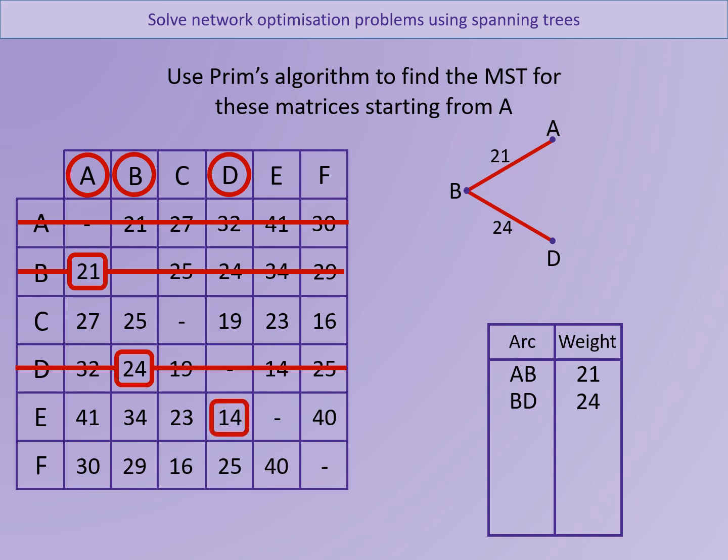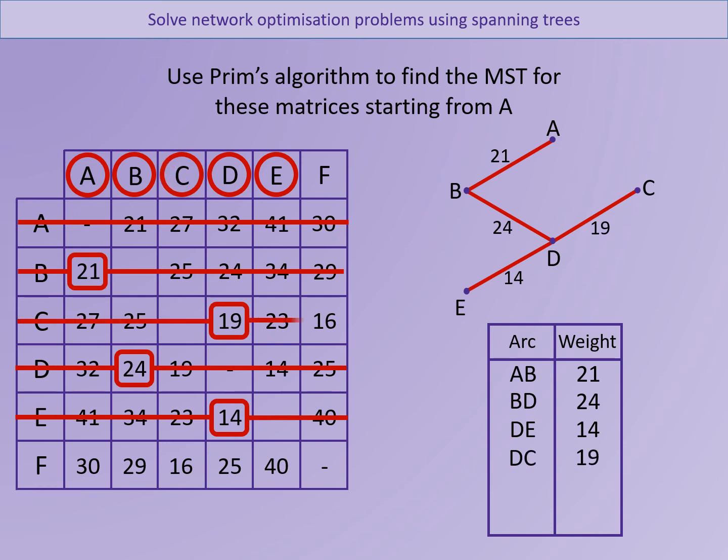The third arc to be added is DE 14. We're going to add that to our tree and to the table. Circle E and cross off row E. Next, we're going to add CD. Add CD to our tree and to the table. Circle C, cross off row C. And then finally, C to F 16 is added, and that completes the algorithm. So the minimum spanning tree we have found has got a total weight of 94.